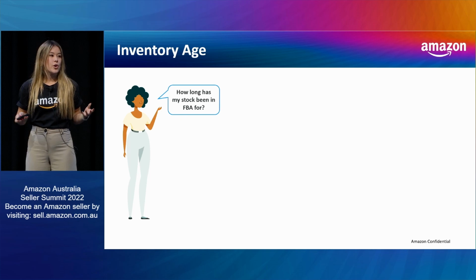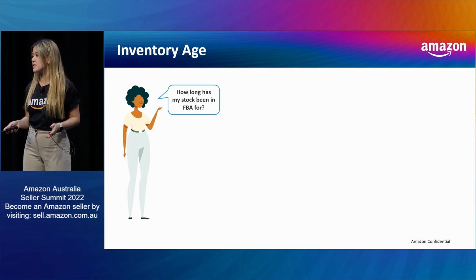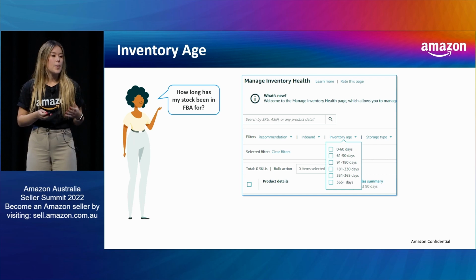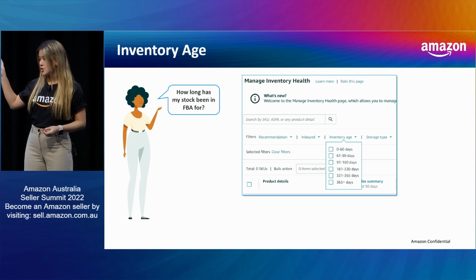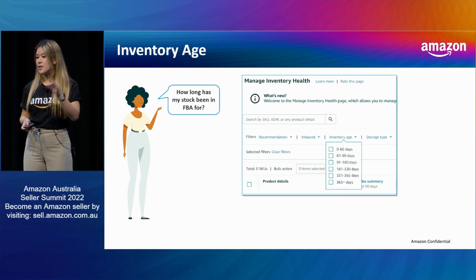One thing that we know is really important to be on top of is your inventory age. This is the length of time your stock has been at the fulfillment centre. And this is really important as it will allow you to identify what may be your more slow-moving items. As you can see in the Inventory Health tab, you can filter to see the inventory age, to see the length of time your product has been at the fulfillment centre.